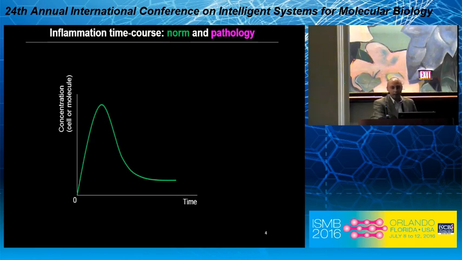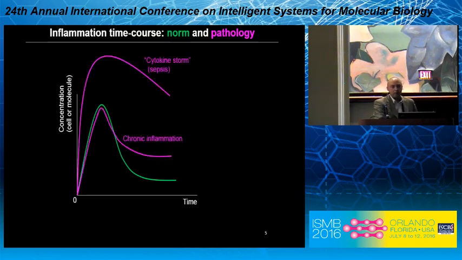However, in the case of pathological inflammation, this time course is distorted. For example, all the levels of inflammatory regulators can be strongly elevated, which is known as the cytokine storm, which in fact can lead to systemic inflammation and sepsis. Another example, chronic inflammation. In this case, the peak of the inflammation time course looks fairly normal. However, the tail of the time course is elevated. And in this case, normal inflammation resolution does not occur.